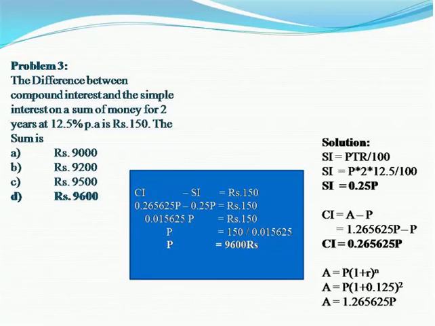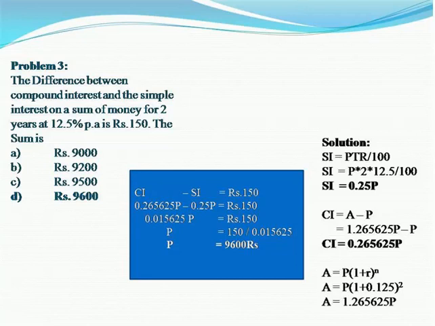Now let us calculate compound interest. The formula for compound interest is nothing but A minus P. So what is A? A is equal to P in the bracket 1 plus R raised to N. We have to calculate P, so P is an unknown variable. In the bracket 1 plus 0.125 raised to 2. Therefore A is equal to 1.265625P.